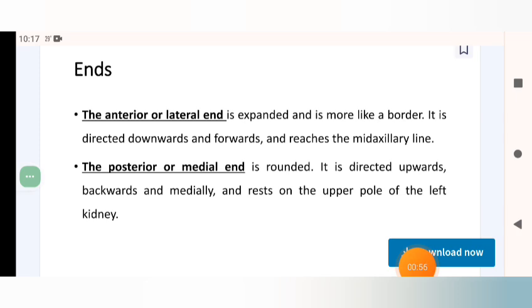It is directed downwards and forwards and reaches the mid-axillary line. The posterior or medial end is rounded. It is directed upwards, backwards, and medially, and rests on the upper pole of the kidney.